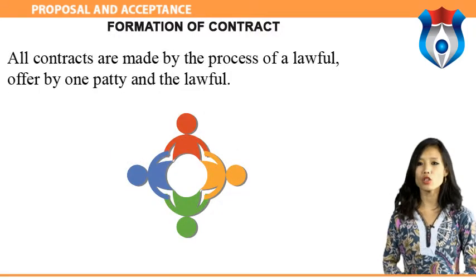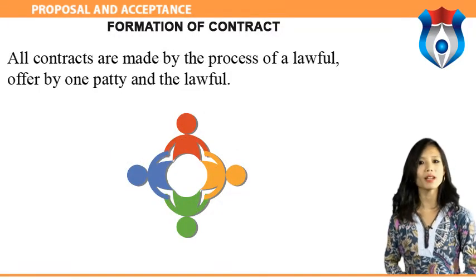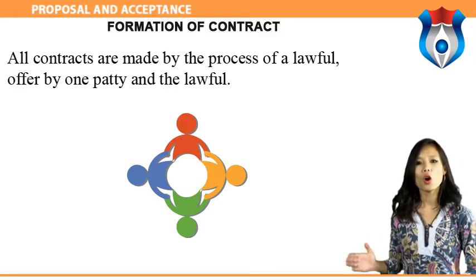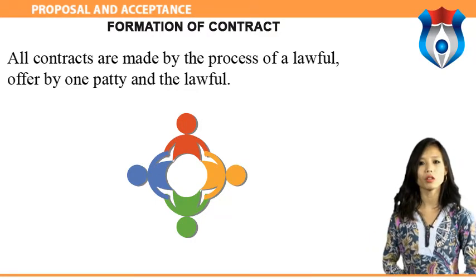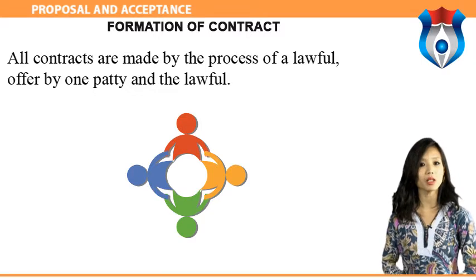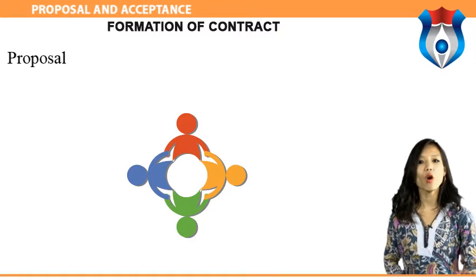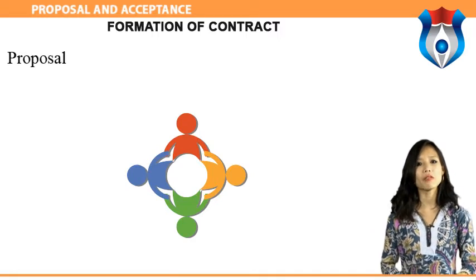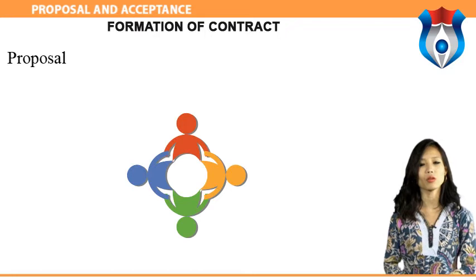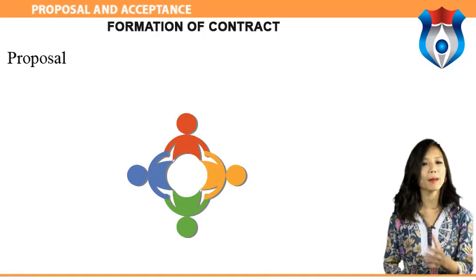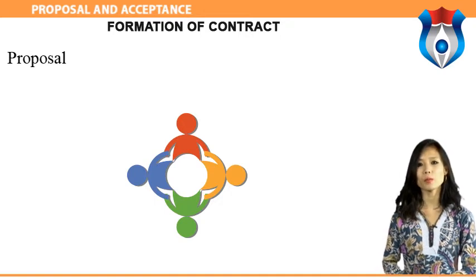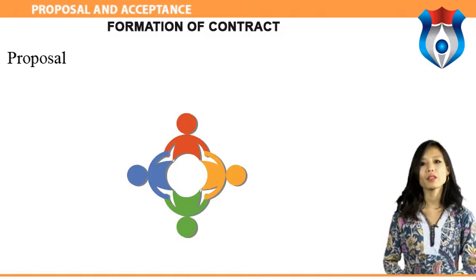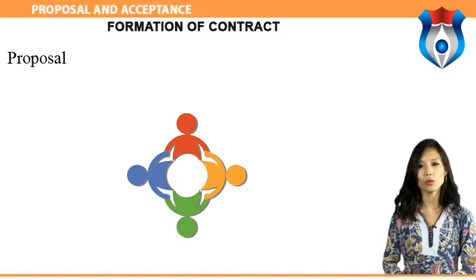Let us know the formation of contract. All contracts are made by the process of a lawful offer by one party and the lawful acceptance of the offer by the other party. Proposal. An offer involves the making of a proposal. The term proposal is defined in the Contract Act as follows. When one person signifies to another his willingness to do or to abstain from doing anything with a view to obtaining the assent of that other to such act or abstinence, he is said to make a proposal.